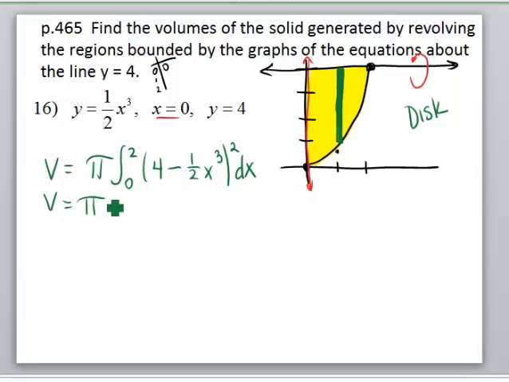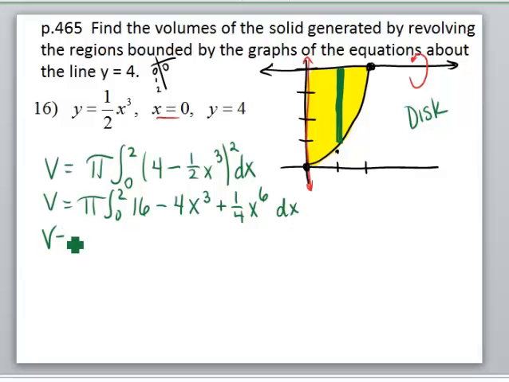So now I'm ready to FOIL this, which gives me 16 minus 4x cubed plus 1/4 x to the 6th. Integration will give me 16x minus x to the 4th plus x to the 7th, with a 1/4 out here in front, over 7, and then I'm going from 0 to 2.